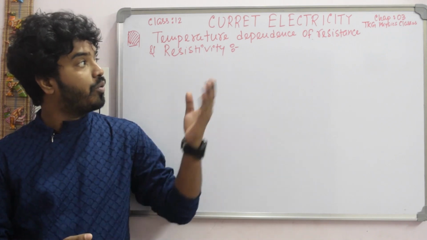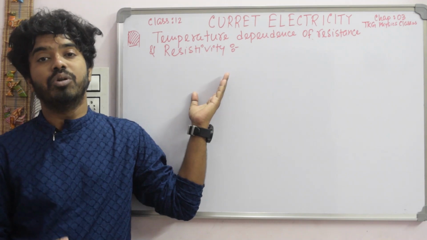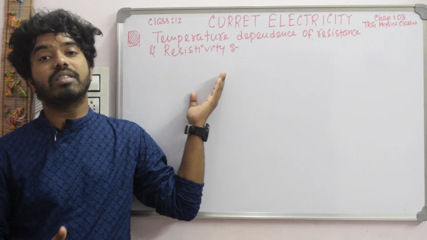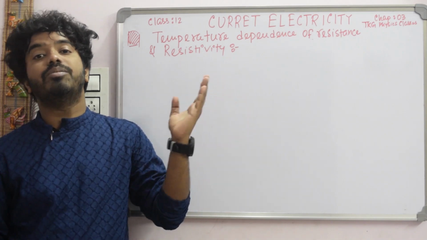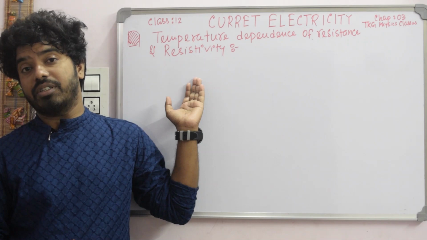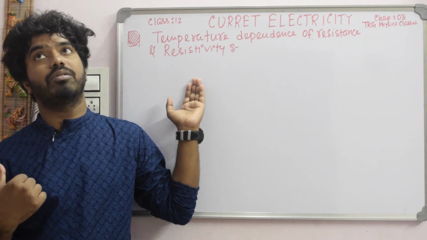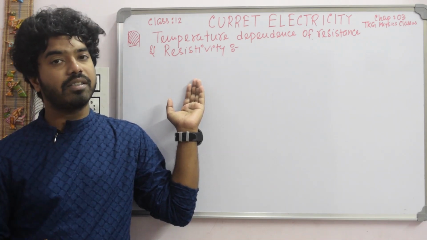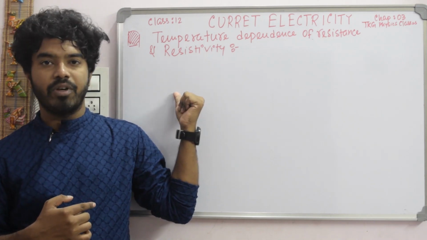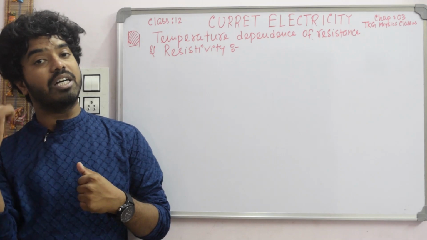So students, before knowing this part, you first have to know the expression of resistance and resistivity in terms of drift velocity. I already derived this expression. If you haven't watched it, go back to video number 3 for your current electricity chapter, watch it, and then come back to this video.